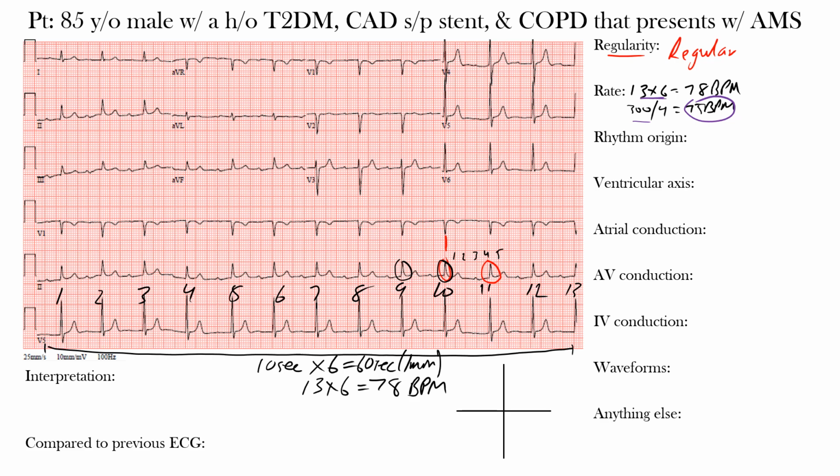All right, so let's look at the rhythm origin. Well, we have narrow QRS complexes, so we must be dealing with a supraventricular rhythm, meaning a rhythm that's originating from above the ventricles. We can also make out clear, defined, similar shaped P waves in each lead. So now we have to ask ourselves, are we dealing with sinus rhythm? So let's see here.